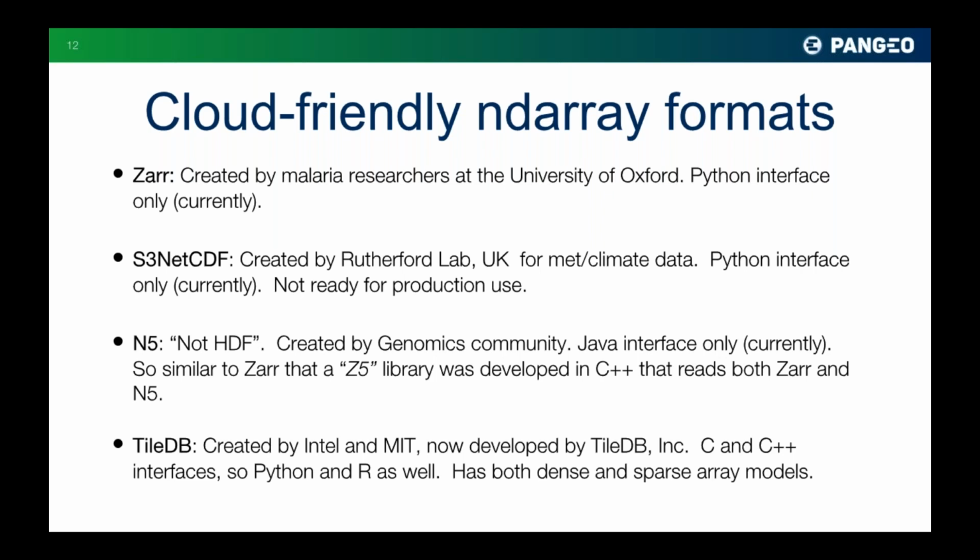There's N5, which also came out of the genomics community. It's almost identical in the approach. Part of the difference is that N5 has a Java interface, and Zarr currently only has a Python interface. Somebody wrote a library, Z5, which is C++ and reads both Zarr and N5, so that tells you how similar they are.